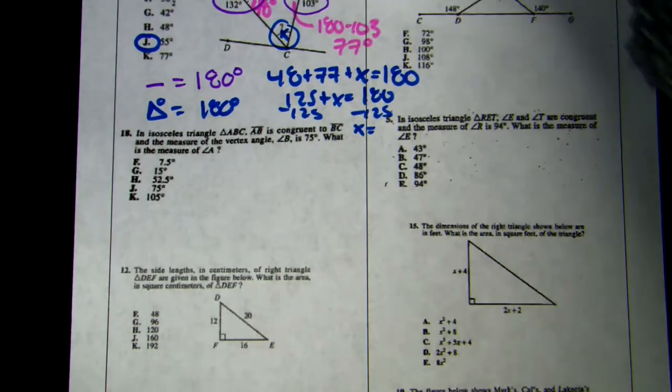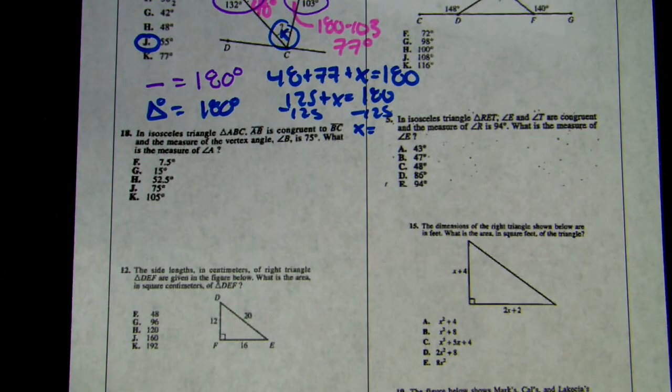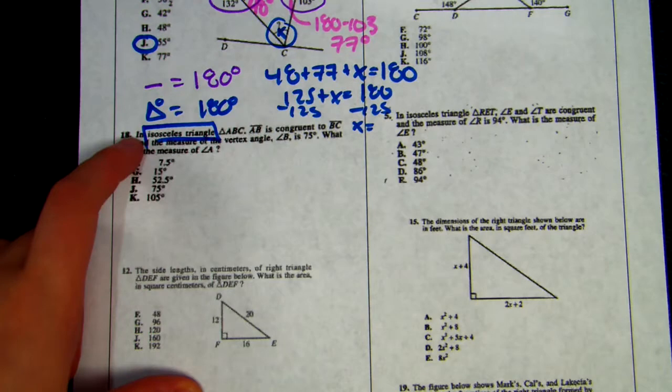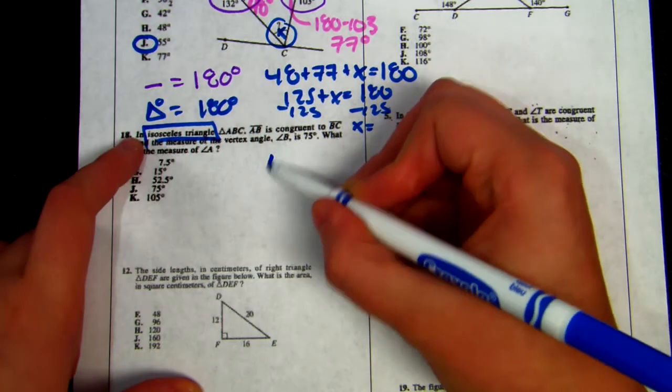Problem number 18: in isosceles triangle ABC, line segment AB is congruent to line segment BC, and the measure of the vertex angle, angle B, is 75 degrees. What is the measure of angle A? So first thing I would do is, it tells us we have an isosceles triangle and we don't have a diagram, so I'm going to draw one.